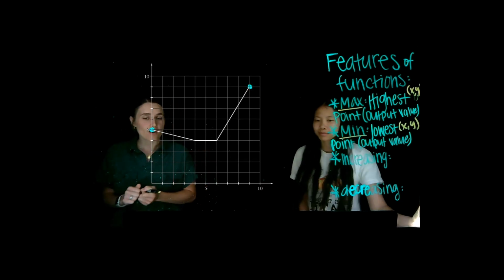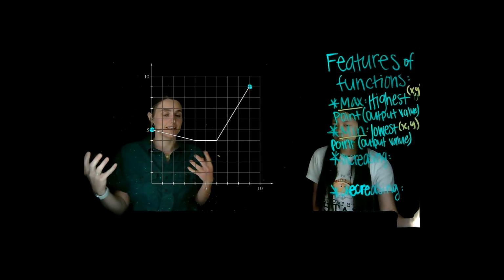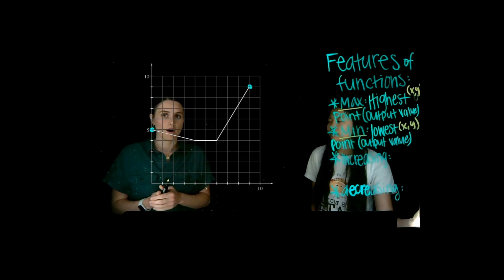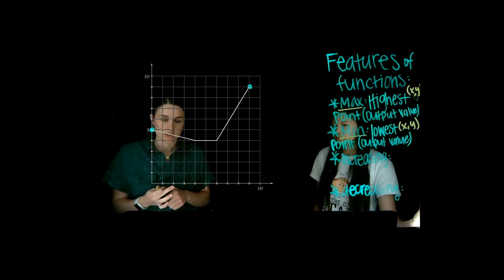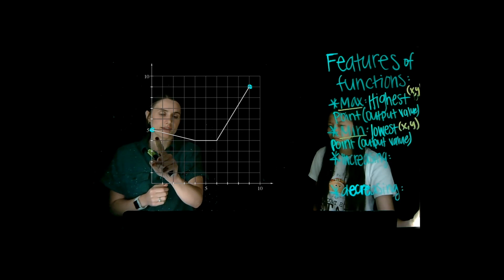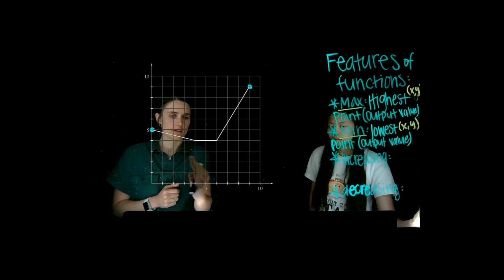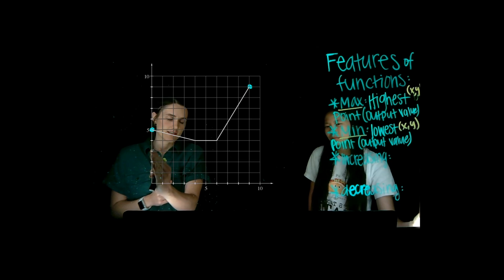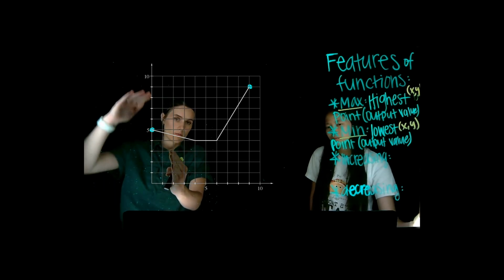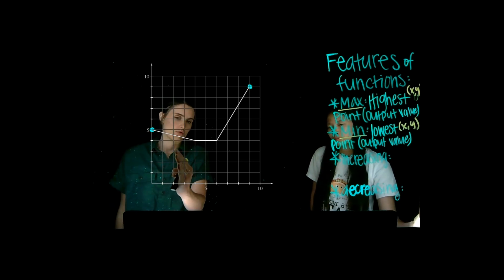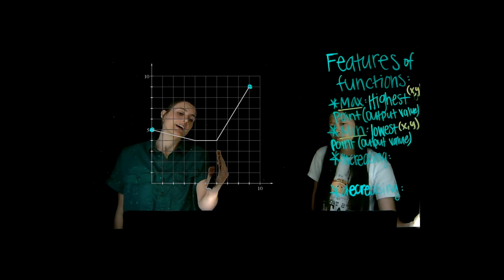All right, now we're going to talk about where the graph is increasing or decreasing. So let's first talk about what it means to be increasing or decreasing. So if we look at this graph, if I start all the way over here where the graph starts and I move this way, the graph is decreasing if my y values or my output values get smaller as I move to the right. And then it's increasing if my y values get bigger as I move to the right.